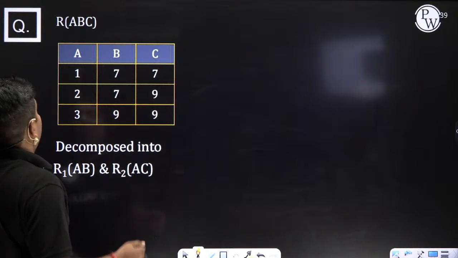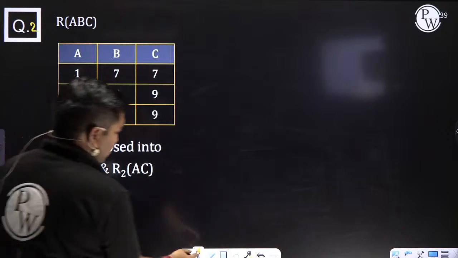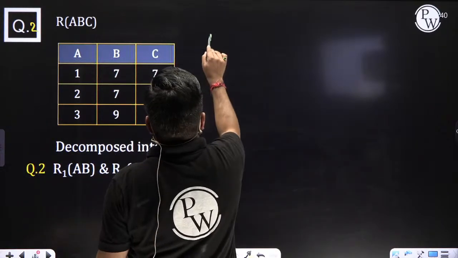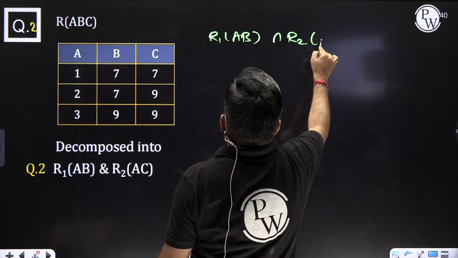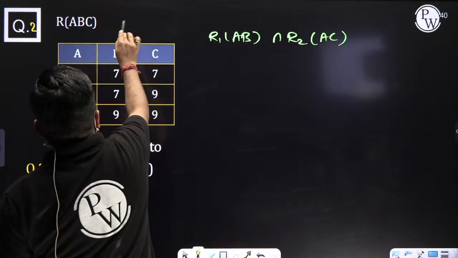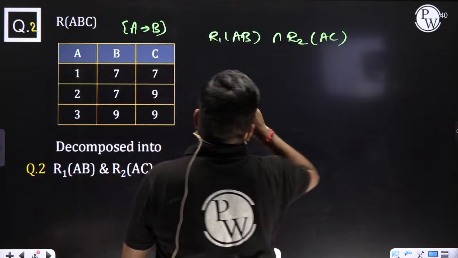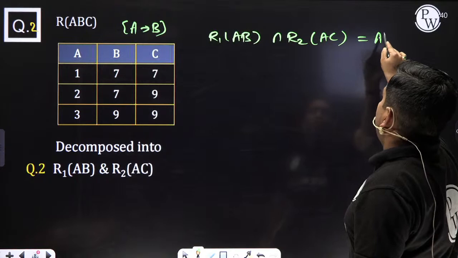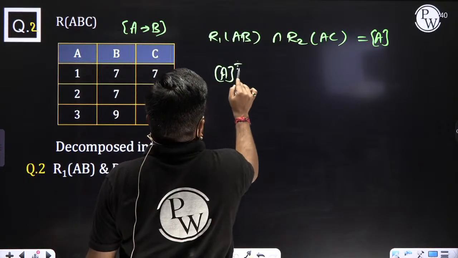Second, here R1 is AB and R2 is AC. And what is the FD? I am telling A determines B. Okay. What is the common attribute here? Here the common attribute is A, my dear. When we take the closure of A, what are we getting?